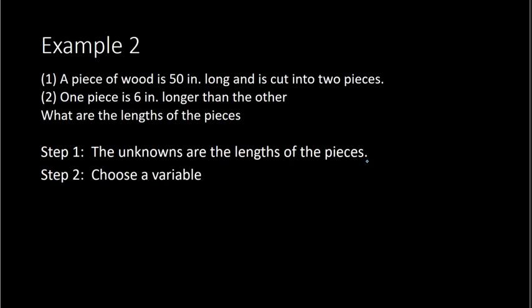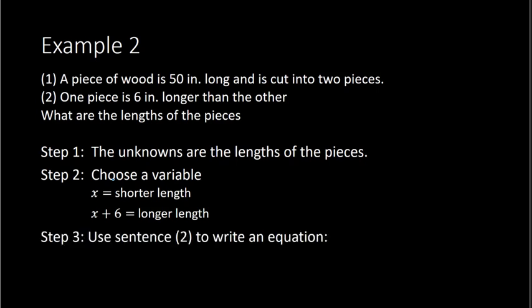So in this case, we know that there's a shorter piece and a longer piece. So it doesn't matter in this case which one will be our variable. We can let the shorter length be x. And we know from there that the longer piece is 6 inches more. So if we take this x and add 6 inches to it, that will equal your longer length. So the longer length is x plus 6.